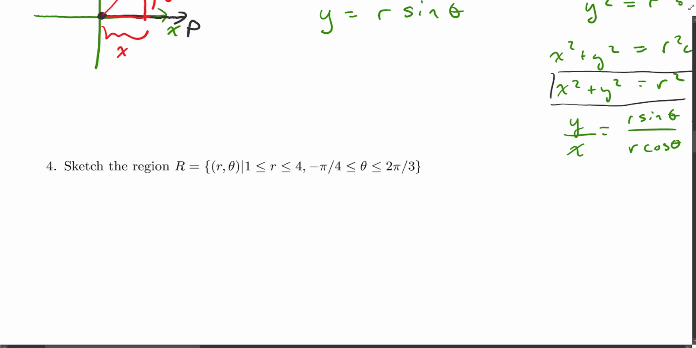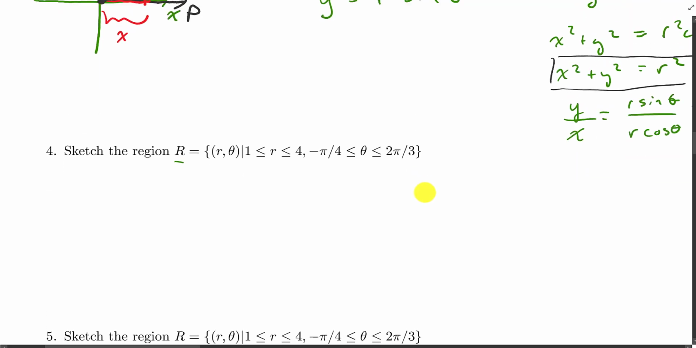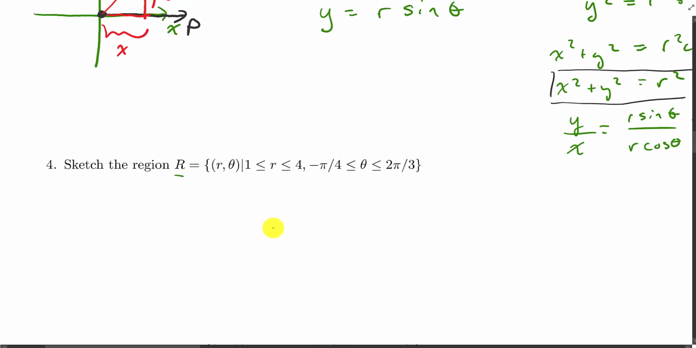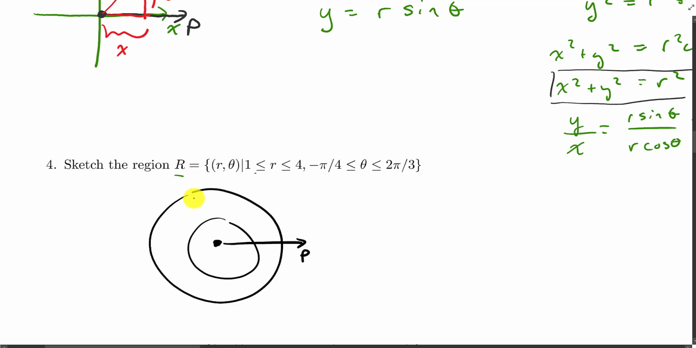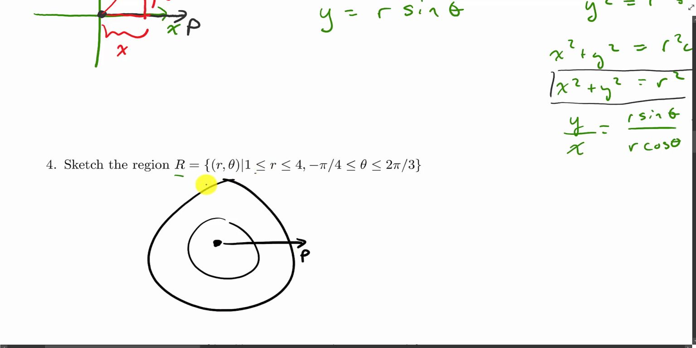So folks, in this next example, what we want to do is take a region R and just sketch it. So I want to make sure we're getting comfortable with this polar coordinate system. So let's give it a shot here. I'm not going to be very careful with drawing out concentric rings and whatnot, but here we've got our pole and our polar axis, and we're saying our radius is ranging between 1 and 4. So here's a circle of radius 1, and here's a circle of radius 4.